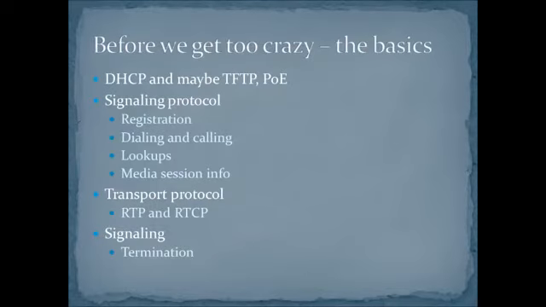Now, before we get too far into H.323, I wanted to remind you guys, especially if you haven't watched the previous videos or read the other chapters, that we're actually talking about a basic voice over IP topology. So that means that we're going to start off just like any other topology with DHCP, maybe some TFTP happening, and of course the phones will probably be supported by Power over Ethernet. H.323 is a signaling protocol, so that means that we're going to see things like registration, dialing and calling, lookups, that might be 800 numbers or name resolution, things like that.